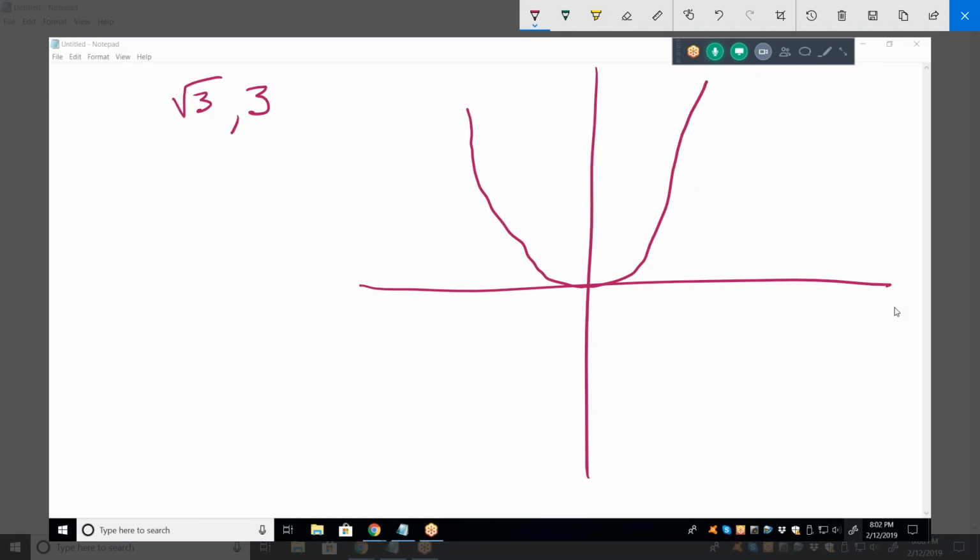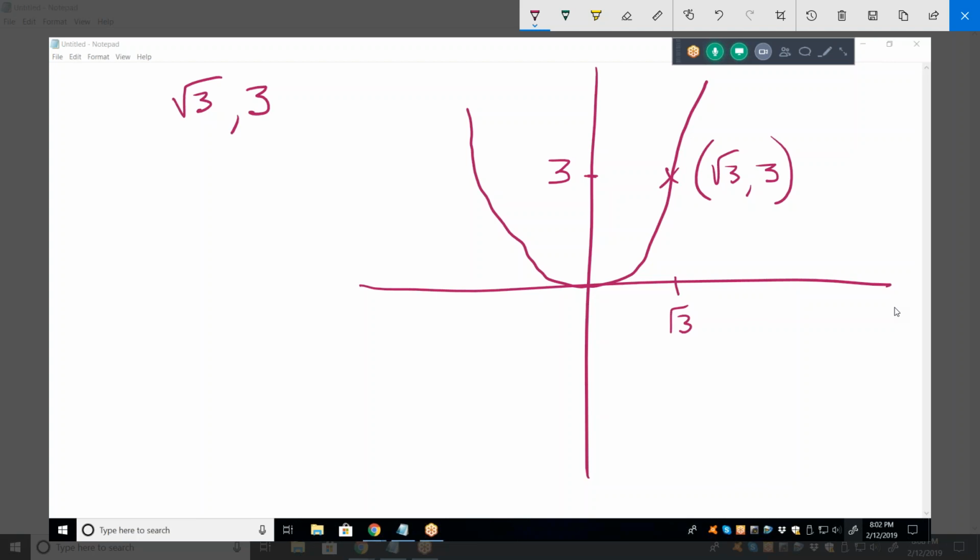Well, we got to make it like right there. Now at least we're a little bit drawn to scale. And this, of course, would be root 3 right there, and that, of course, would be 3. And then you have to write an equation for it.